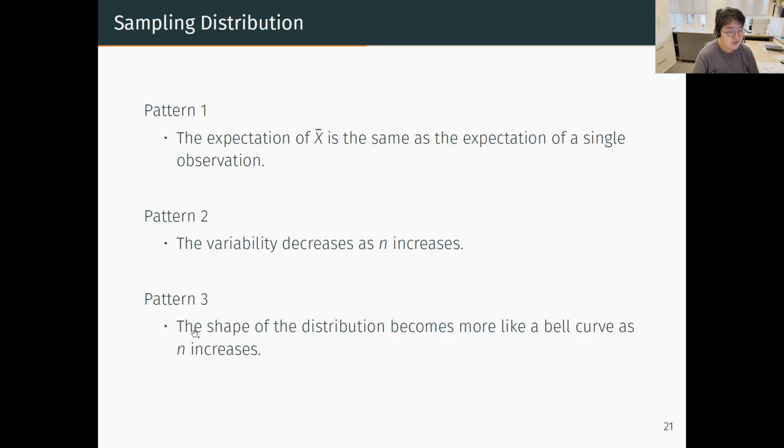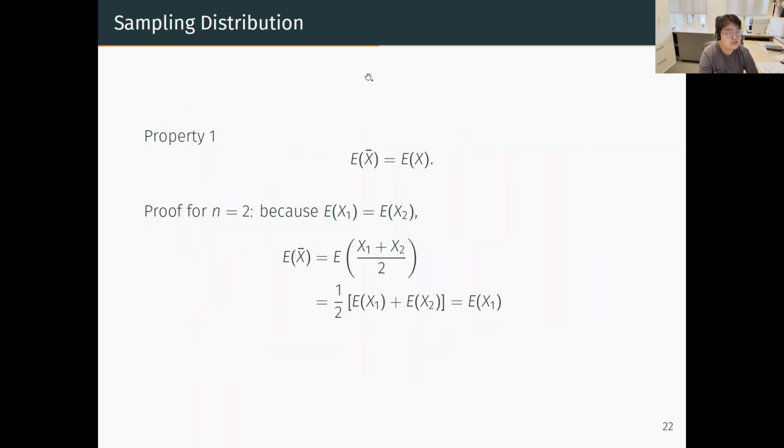And finally, the shape of the distribution is a bell curve as n increases, right? So we will summarize our simulation study conclusions into three patterns. The mean does not change, the variability decreases, and the shape is a smooth bell curve. Okay, so I'm going to formulate them as properties.